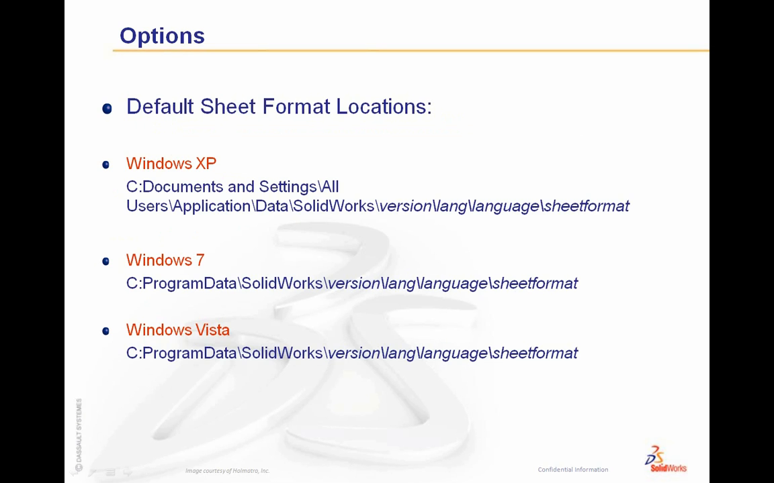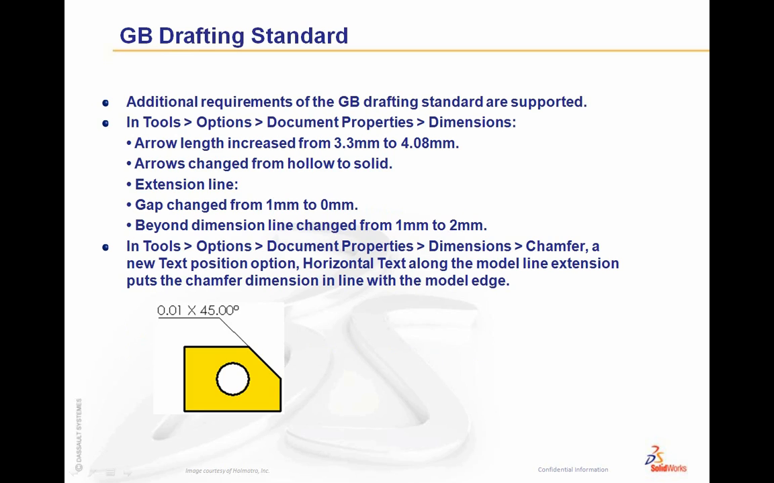For default sheet format locations, they have changed a little bit. They're actually the same as what Vista is, but it's worth mentioning. In Windows XP, they show right there in your C documents and settings and the entire path there for where your default sheet format locations are. And then we have the Windows 7 and Windows Vista. We are going to have this video on our website as well as the PowerPoint presentation, so if you don't have to jot this down right now, you can always download it and take a look at it later.